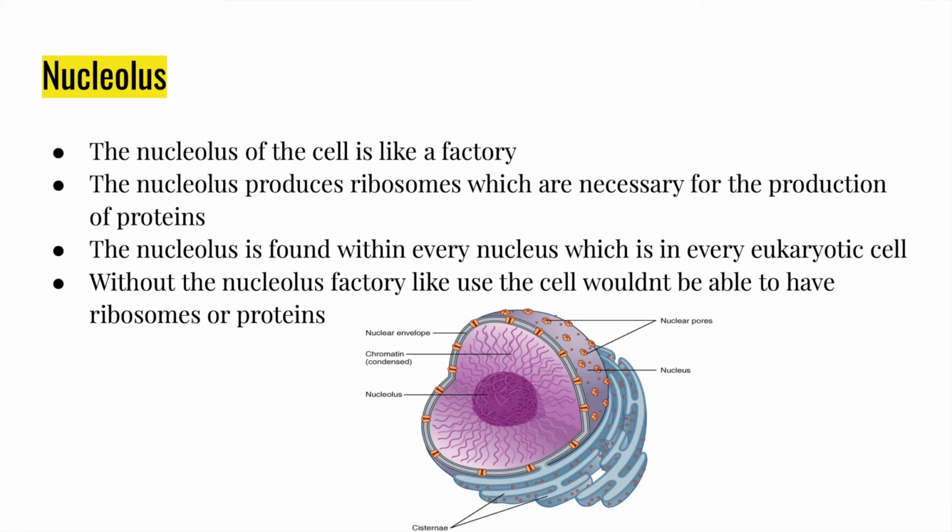Without the nucleolus's factory-like use, the cell wouldn't be able to have ribosomes or protein. The nucleolus is the dark purple ball in the diagram within the entire nucleus.